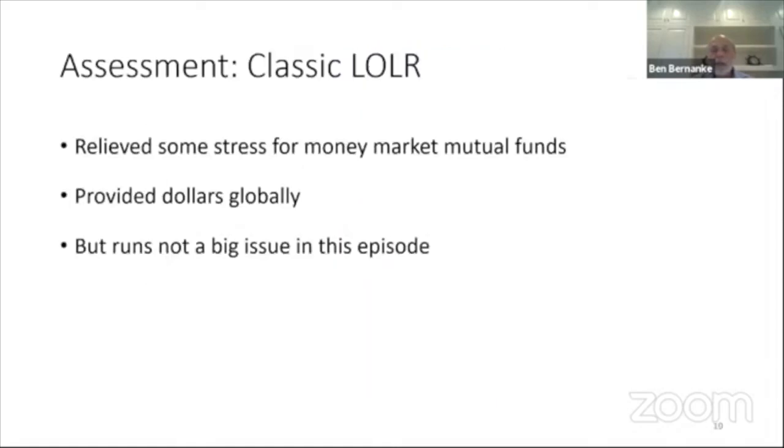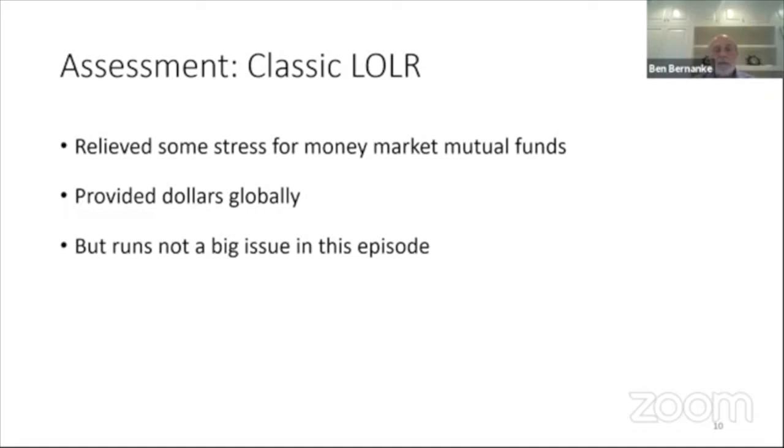Next slide. The classic lender of last resort activity has not been as big a deal this time as it was in 2008, but it has been successful where used. It did release some stress on money market mutual funds and provided dollars globally to, again, reduce the stress on foreign banks that rely on dollar credit.